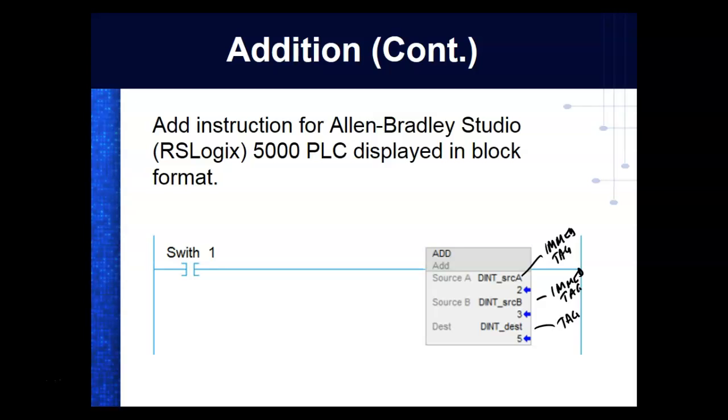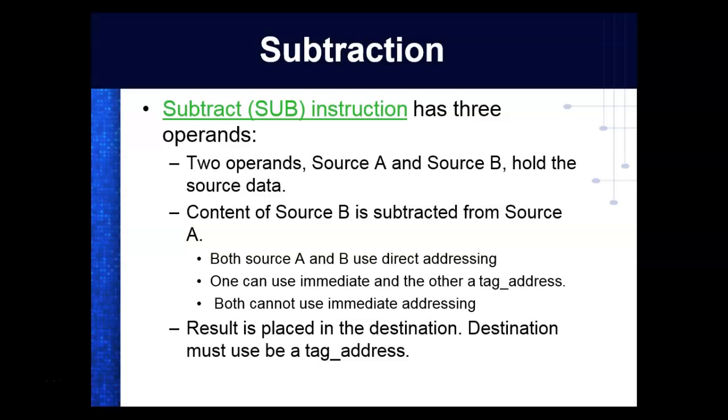And of course, these are 32-bit signed numbers, so we can get up to about 2.1 billion in answers without overflow. Operands: source A and source B hold the source data. Both A and B can use direct addresses. One can use immediate, the other has to use a tag. Both cannot be immediate. The result is placed in the destination, which is going to be a tag, right?